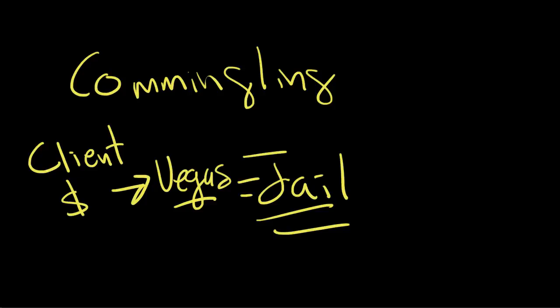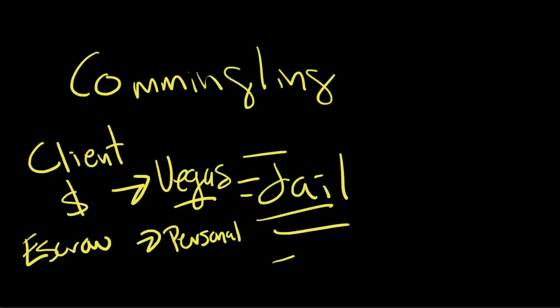You cannot move client money from the escrow account and send it over to your personal account, for instance, and go to Vegas or some other place like that. And if you do, you will go to jail. I'm joking about it, but it's a huge, huge violation of your fiduciary responsibilities. It really isn't something to joke about, but I just wanted to drive home the point. We are going to talk about this in lessons 7 and 8.